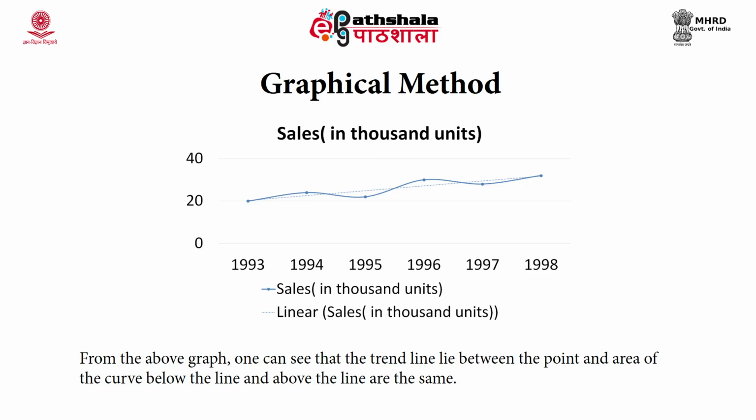From the above graph, one can see that the trend line lies between the points and the area of the curve below the line and above the line are the same.